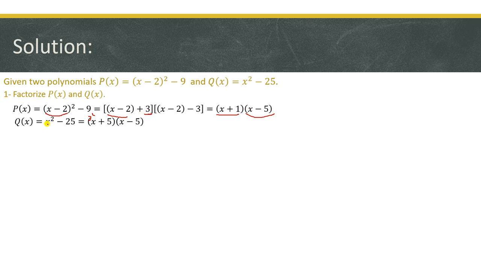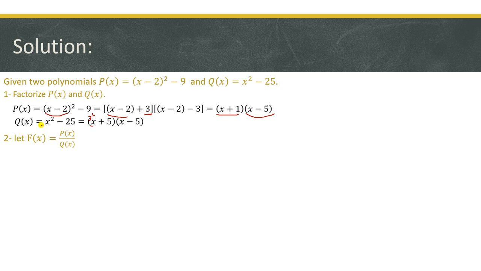Q of x equal to x squared minus 25. It's very easy. X squared minus 25 is equal to a squared minus b squared. Okay, you can write it as a plus b into a minus b. X squared becomes x and 25 becomes 5. So x plus 5 into x minus 5. Now we have the factorized form of p of x and q of x. So, we have f of x equal to p of x over q of x.